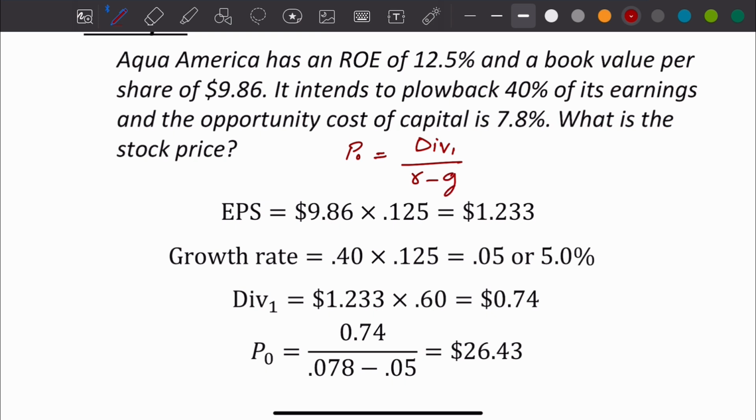But we do have a problem here. We don't have G, right? So we're going to need to calculate G, which is the growth rate. Okay? And the formula for the growth rate is G equals, just as we have learned in the previous slide, return on equity multiplied by plowback ratio. Okay?